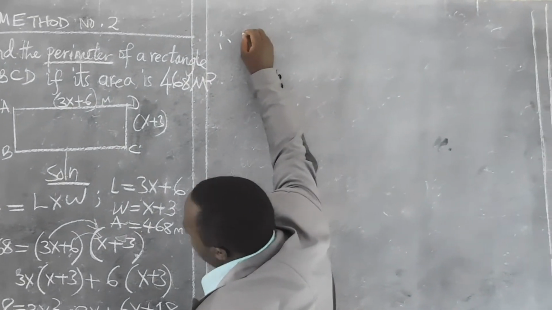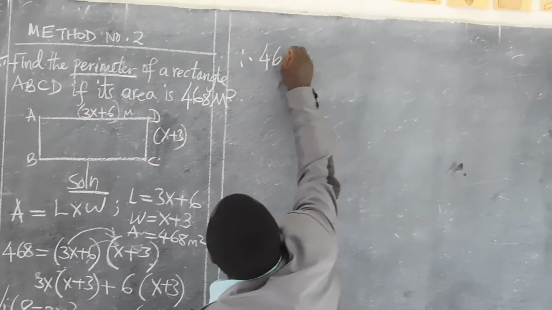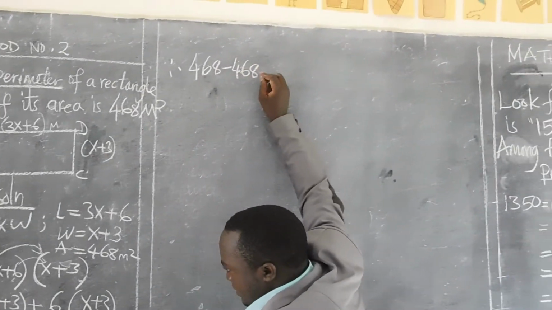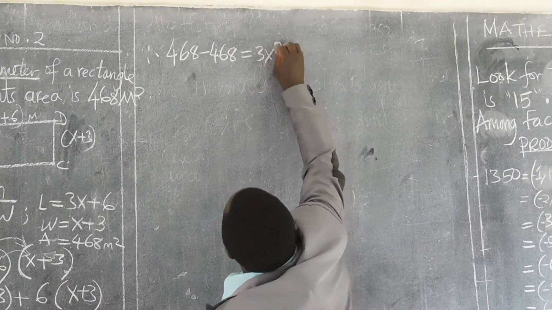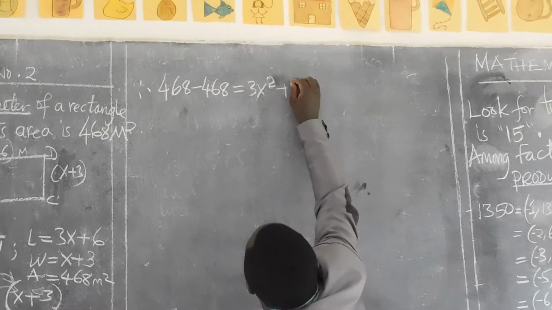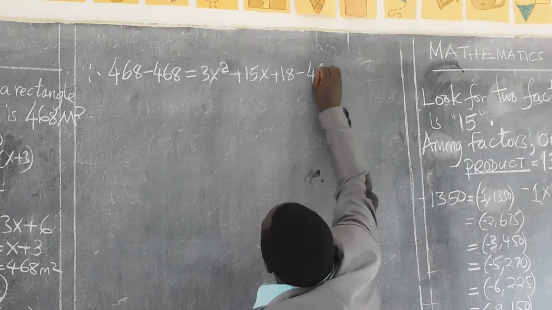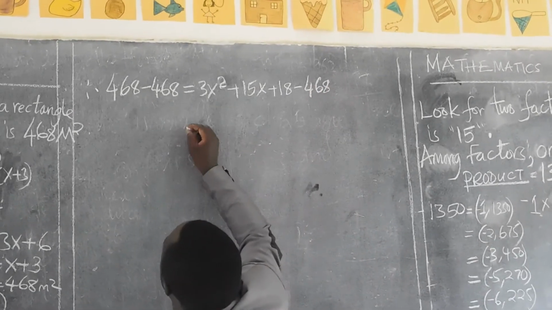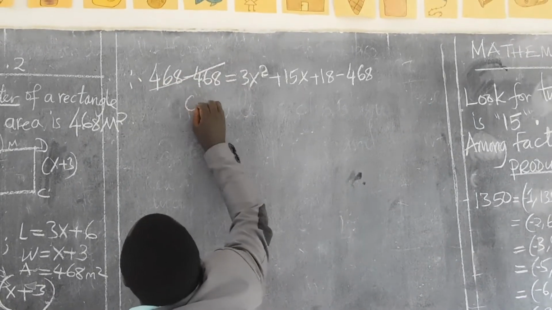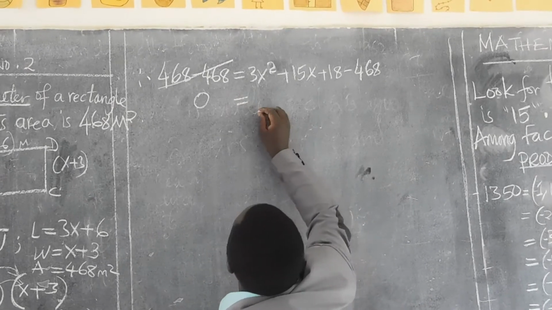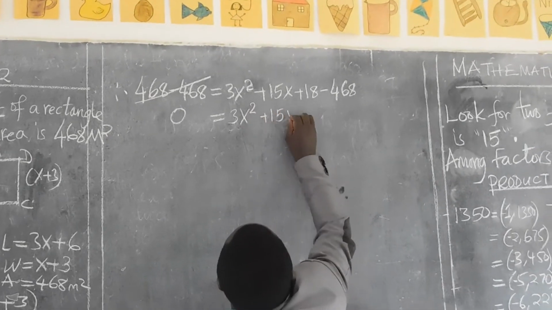Therefore, we subtract 468 from both sides. 468 minus 468 is equal to 0, and on the other side, 3x squared plus 15x plus 18 minus 468. So 468 minus 468 remains 0, which is equal to 3x squared plus 15x.